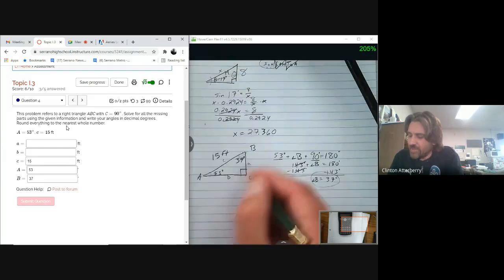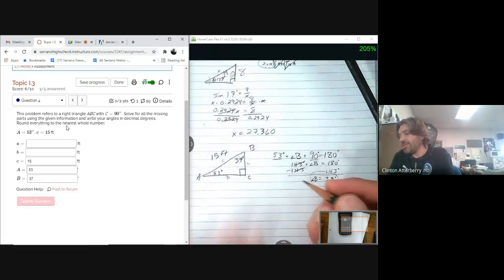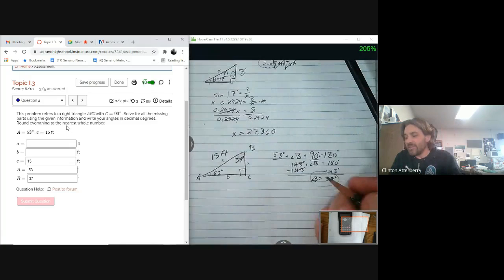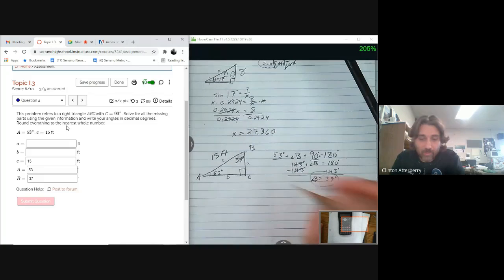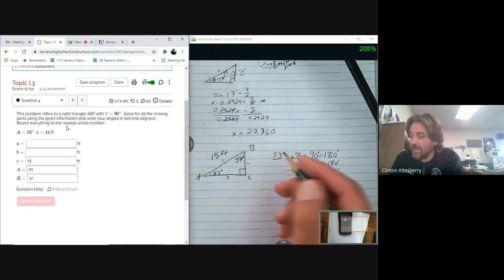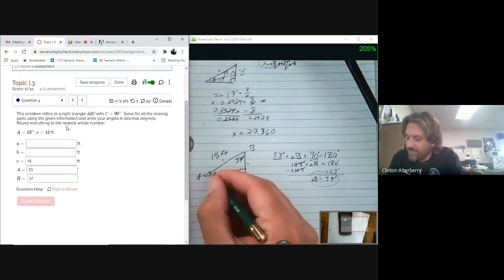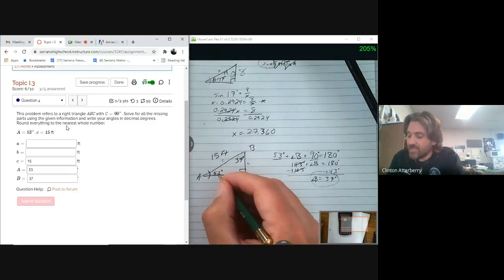So we've got to solve for A. We've got to solve for B. Which one do we do? You can do either one. I'm going to suggest right now, alphabetical order, you can solve for A. Okay, so let's just go ahead. Let's think of angle A, which is 53.